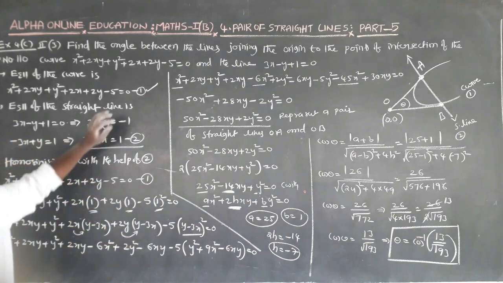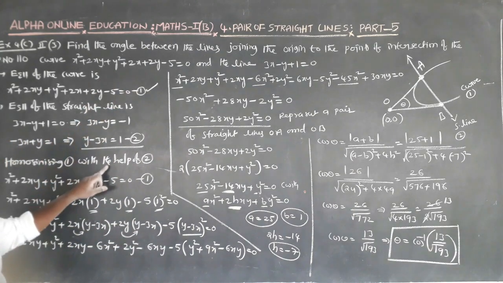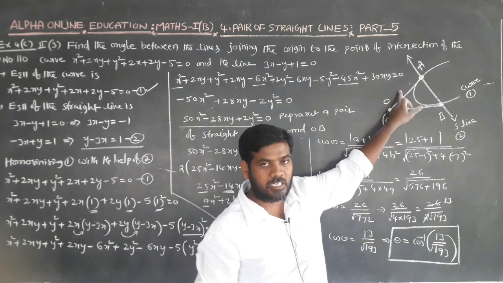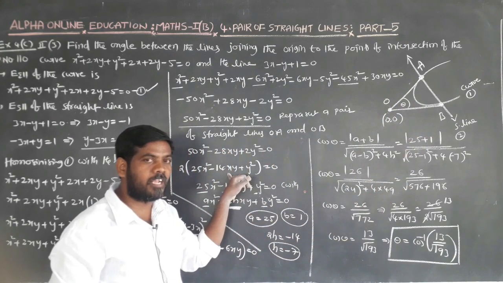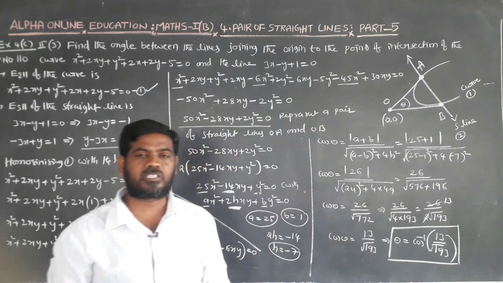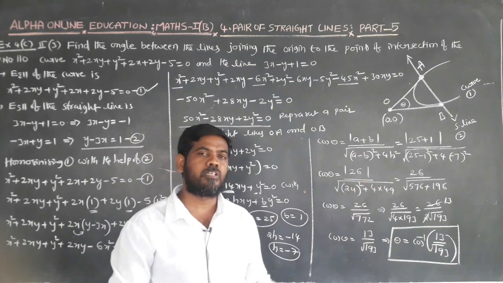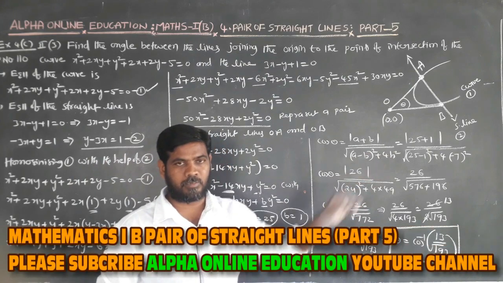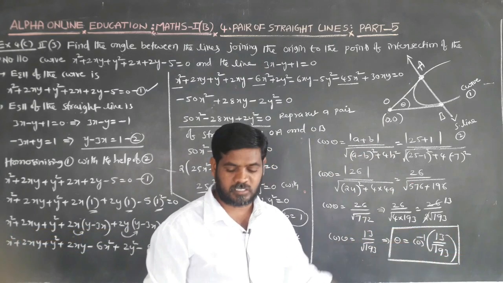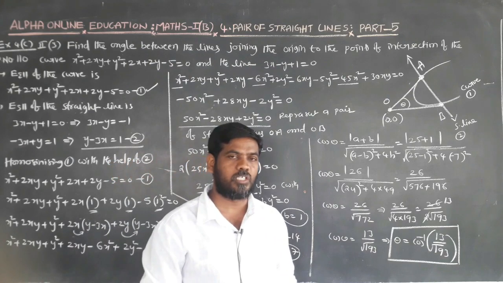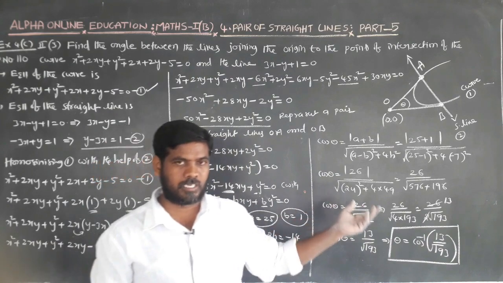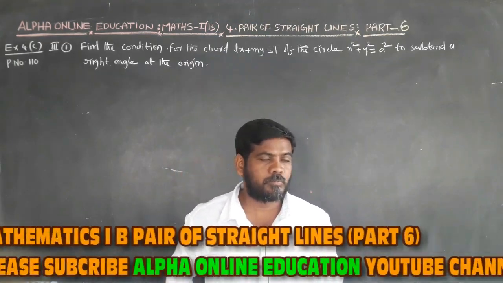So first of all, homogenize the curve with the help of the line; the resulting equation represents a pair of straight lines OA and OB. Then find the angle between the two lines by using the formula cos theta is equal to mod of a plus b by under root of a minus b whole square plus 4h square. Substitute the values of a, b and h and simplify. This is the angle between the two lines OA and OB. This is also a very important problem. Practice it a number of times.